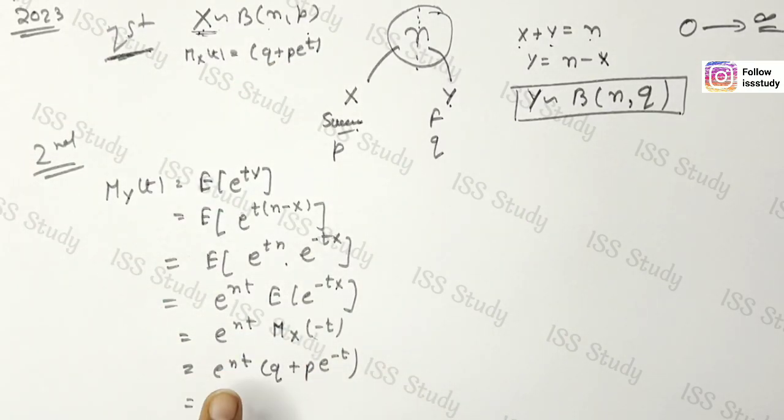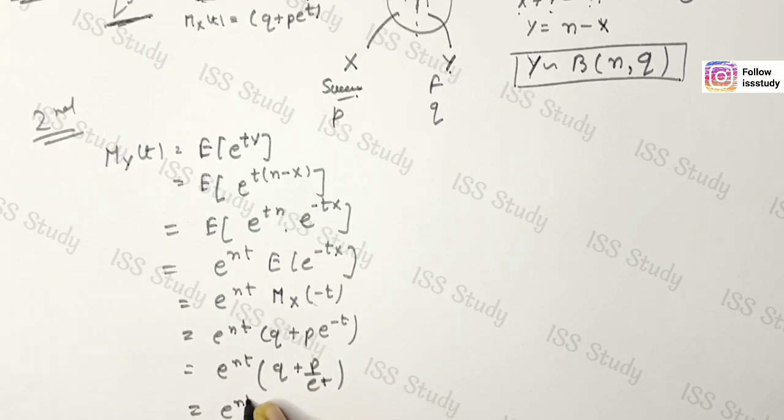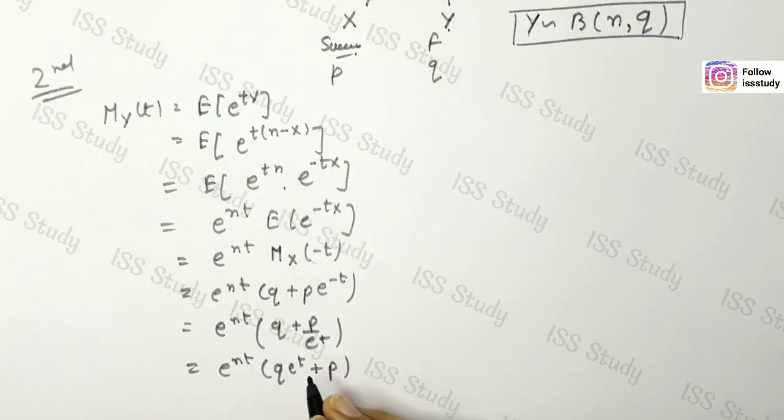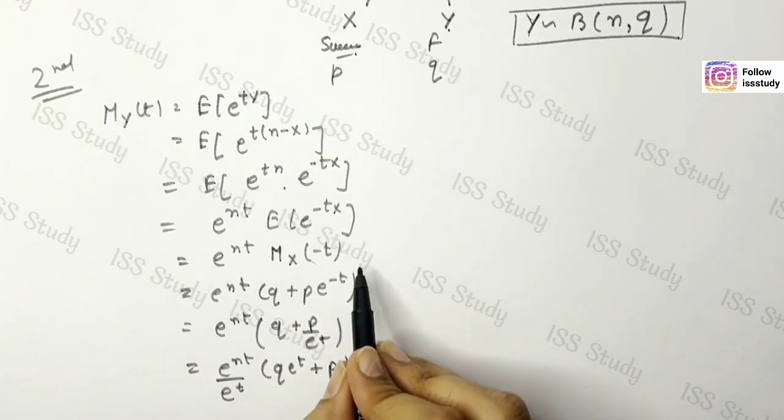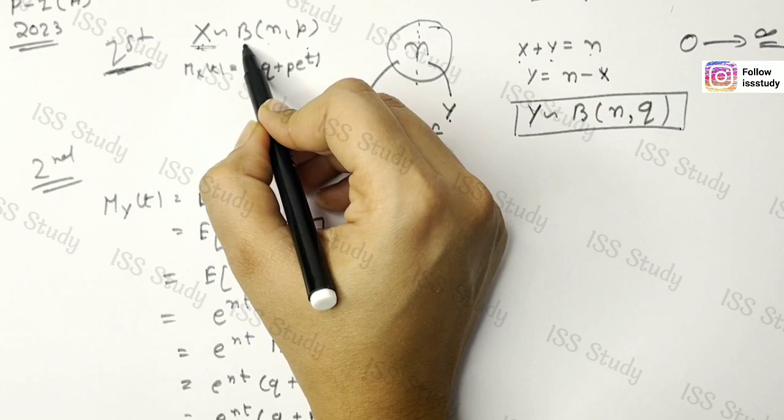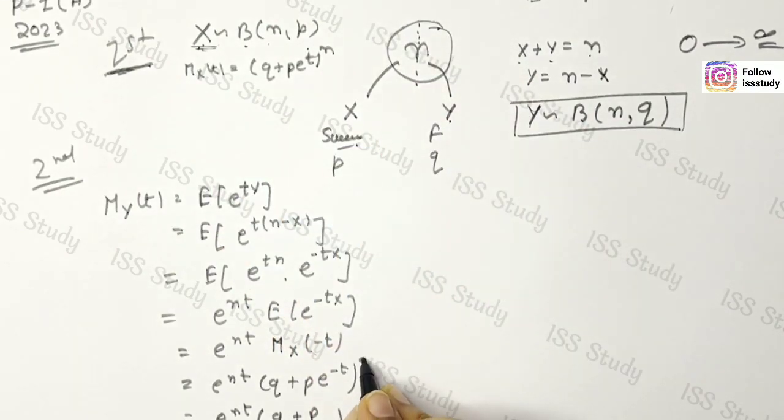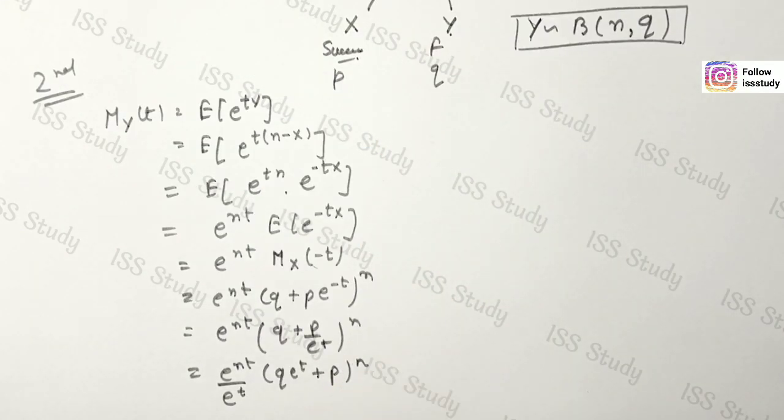Okay, now I'm going to rearrange some of the values. This is q, this is p upon e to the power t, again taking LCM, with e to the power nt. We have q e to the power t plus this p, and in the denominator we have e to the power t. And one more thing I forgot to tell you, since it is a binomial distribution, we always have power n on everything.